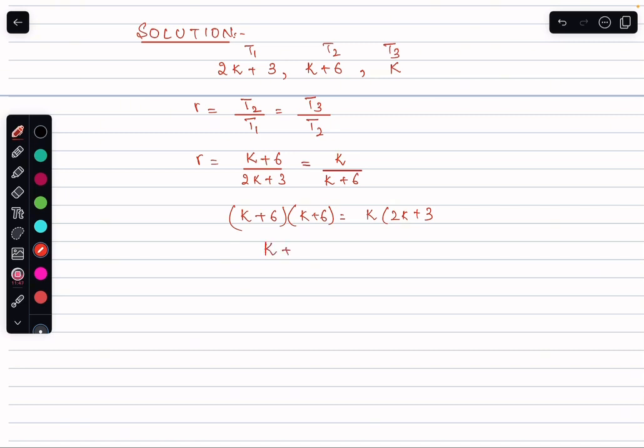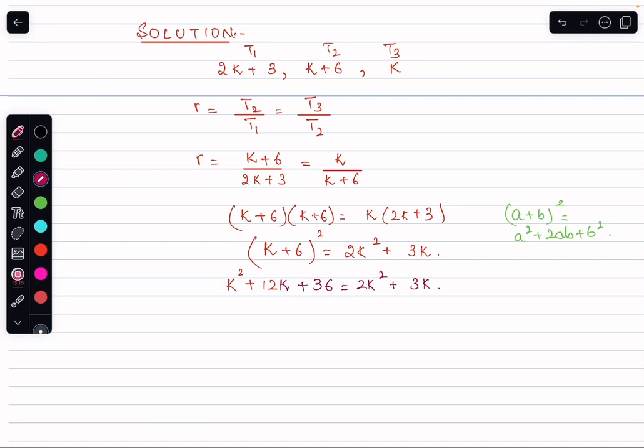This can be written as k plus 6 the whole square, which equals 2k square plus 3k. So applying the identity for a plus b the whole square, I know that this is equal to a square plus 2ab plus b square. Therefore here this becomes k square plus 2 times k times 6, that will give me 12k, and then plus 36, and this shall be then equal to 2k square plus 3k.